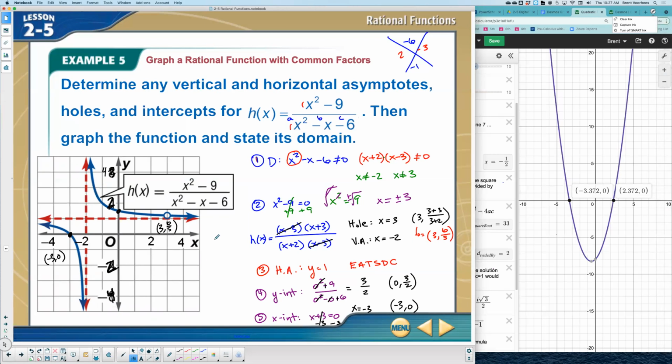All right. We had a vertical asymptote at x equals -2, and a horizontal asymptote at y equals 1. Yep, everything else is correct. All right, your turn to try number 5.